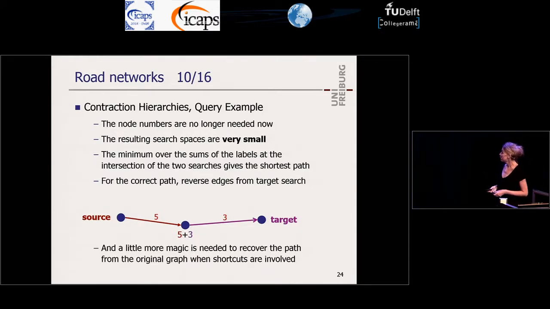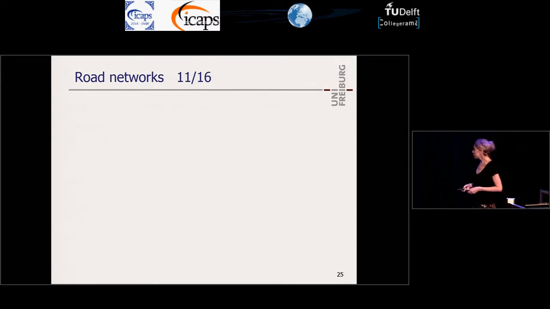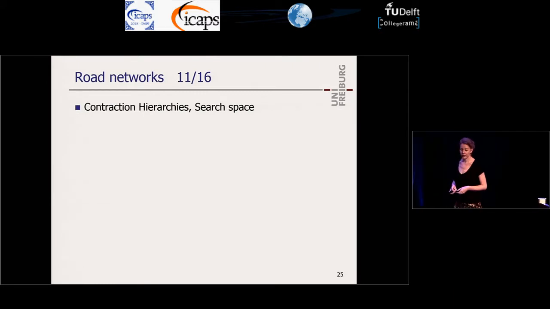I have a slide about this. So there's a little more magic. In this case, these are all edges from the original graph. This path could involve some shortcuts, and then you have to recover the other edges, right? But you can do that also very efficiently.